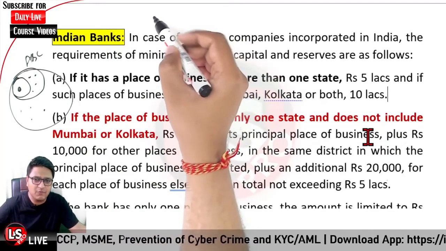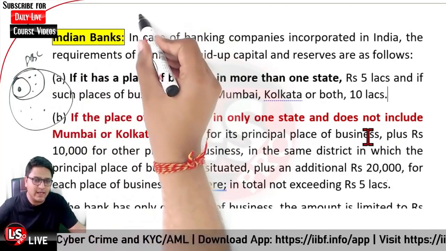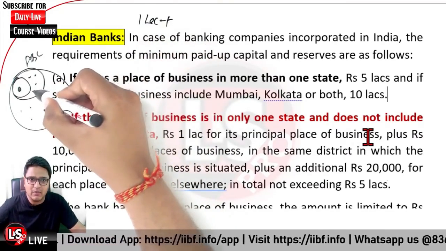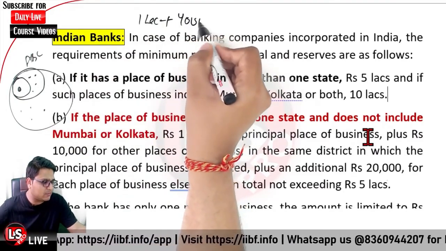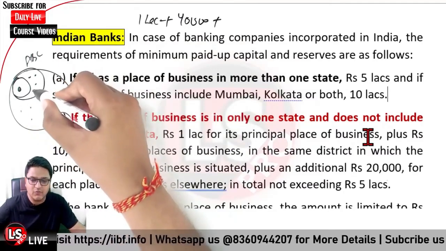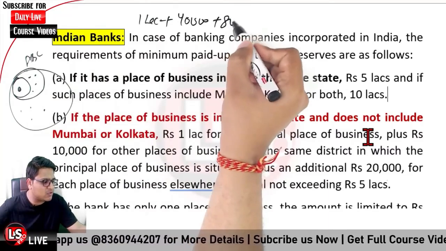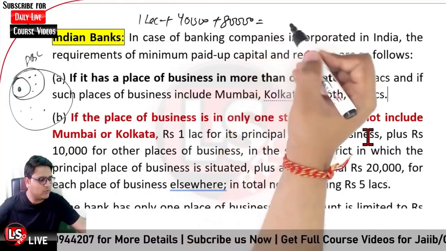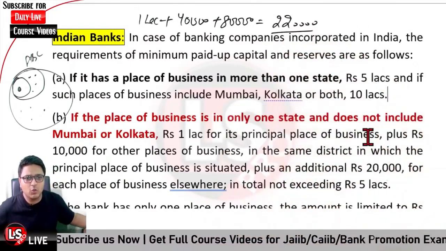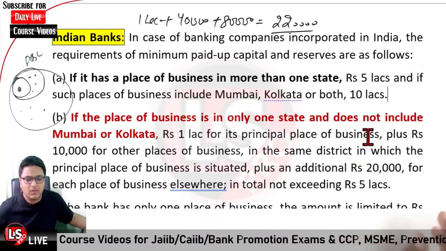Likewise, say it is headquartered here, 1 lakh for that, plus it has 4 branches in the same district, 40,000 for that, plus it has 4 branches out of the district, 20,000 each branch, 80,000 for this. So it will be 2,20,000.